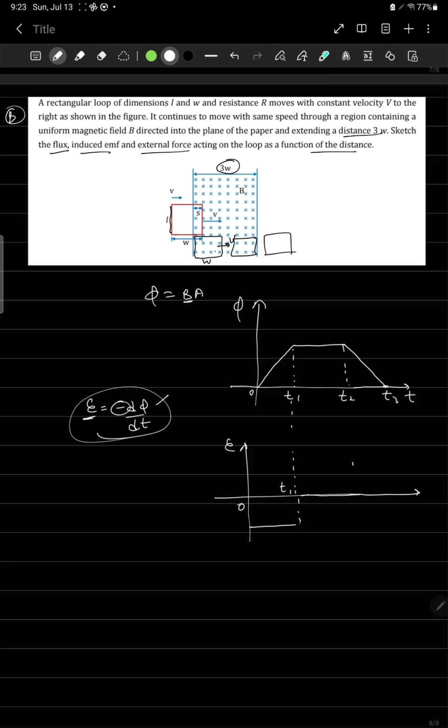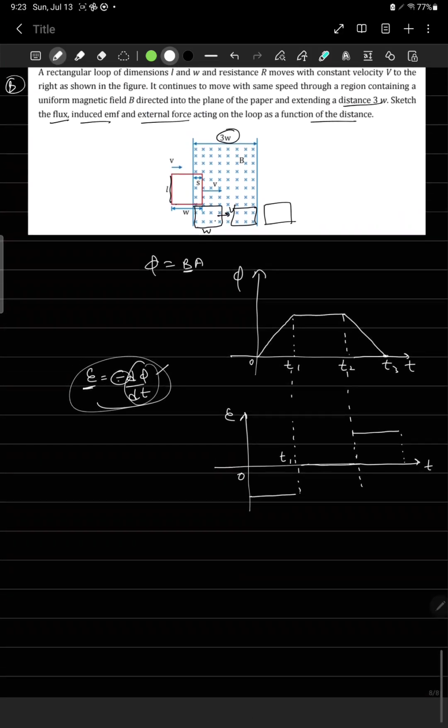so there will be no graph, and afterwards it becomes again constant, on the positive side, because this time flux is decreasing, so the slope is negative. Negative times negative is positive, so we'll be getting a positive constant induced EMF. So this is the EMF graph.